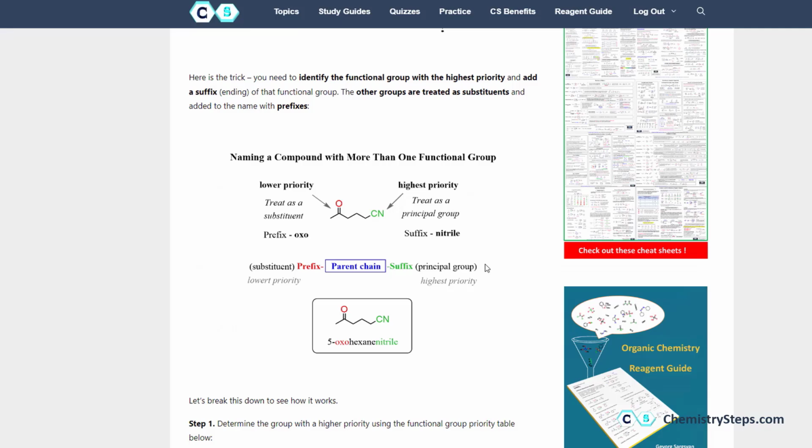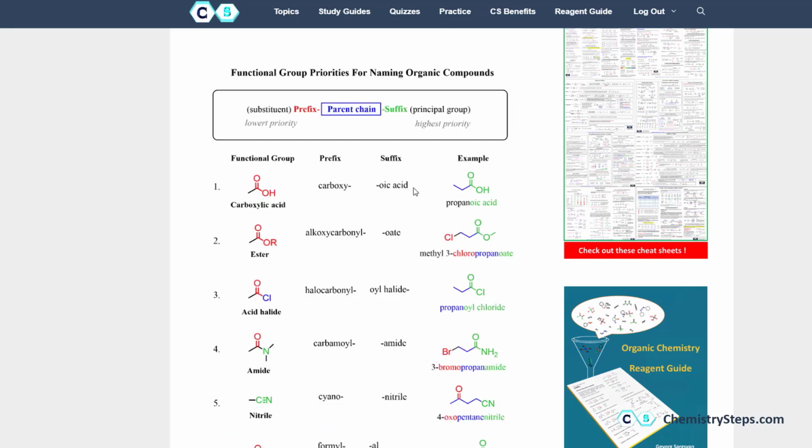So the main idea that you need to remember is this. When you determine the highest priority for the functional group, it's going to define the suffix of the compound, which means the ending, the end part of the compound. Everything else is going to be included with a prefix. And this is how you do it. So for example, the carboxylic acid group is going to have the highest priority. And therefore, whenever there is a carboxylic acid group in the compound, the ending of the compound is going to be oic acid. For example, propanoic acid, pentanoic acid, and etc. Everything else then is getting a prefix.